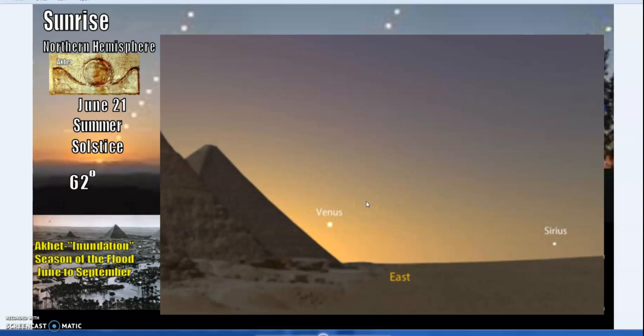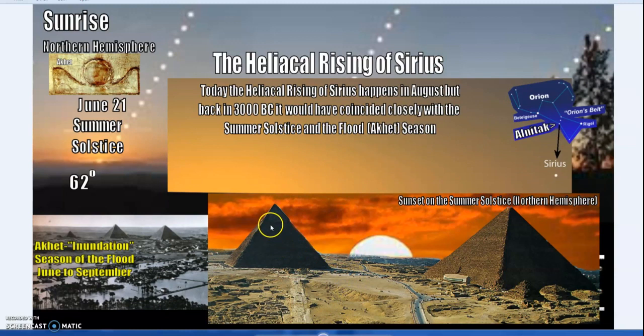Just for someone on astronomy, but this would have been the view. If you're looking from Memphis at sunrise, you would see Sirius, but Venus would also coincide with that. But the planets are a different thing. So on the summer solstice, June 21st, the sun rises right between the two pyramids, as viewed from the zero point marker.